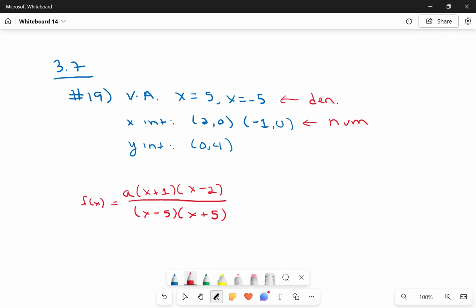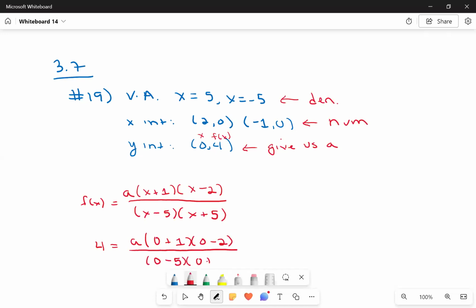Now the last thing is there could be something here in the front. There could be an a value. Remember that? And it's possible it's a fraction, and if it is, that's fine, okay? But it's possible we have something in front, and we're going to figure out if we do based on the y-intercept. So this is going to give us a. It's going to tell us what a will come out to be. So I'm going to plug in 0 for x, and then for f of x, I'm going to write the 4, okay? So I'll have 4 equals a times 0 plus 1, 0 minus 2, over 0 minus 5, and 0 plus 5.